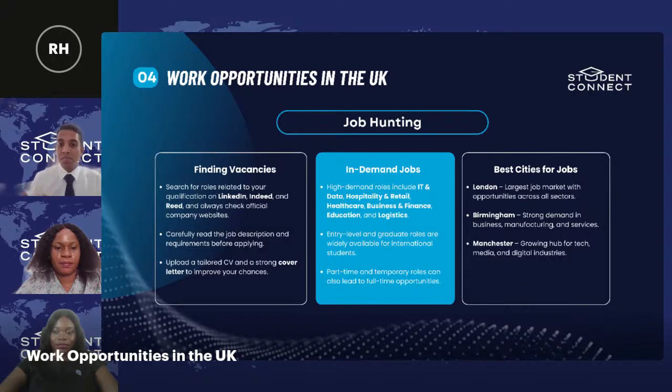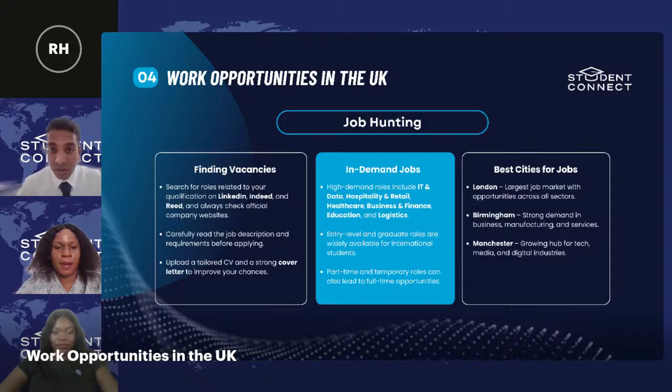So it's really important to have a well prepared and tailored CV. You can keep 2 to 3 versions of your CV. And once you find a job, you can upload or apply to those jobs.